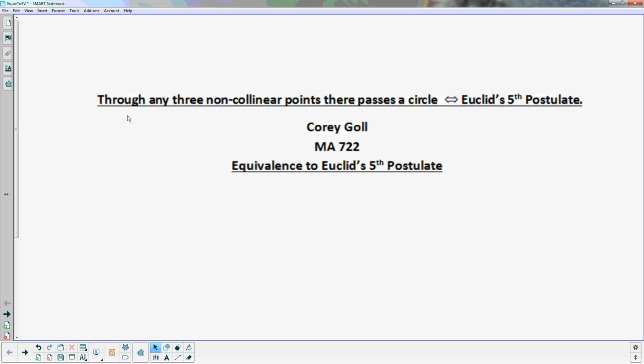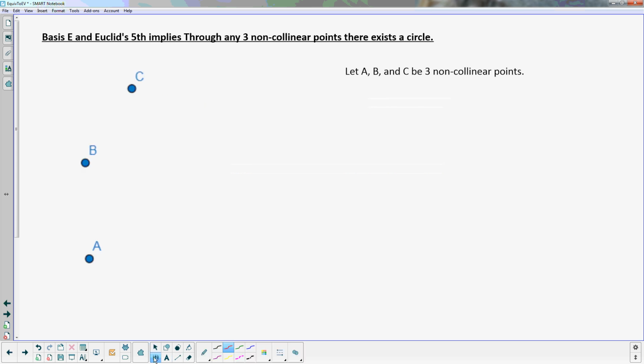The substitution that I chose was that through any three non-collinear points there passes a circle, and we're going to prove that in both directions today. The first thing we want to look at is assuming the basis E and Euclid's fifth postulate and showing that that implies that through any three non-collinear points there exists a circle.